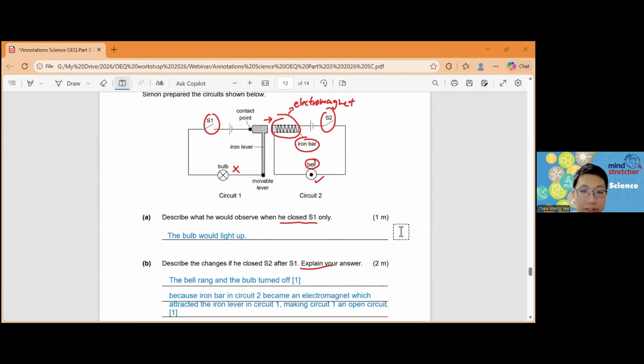Okay, so you see, this is the question for electricity, and a lot of questions in PSLE come out like this. You're supposed to write step by step what happens. For example here, circuit 2 is closed, so what's the next thing that happened? The iron bar becomes an electromagnet, then what's next? It attracted the iron lever, then what's next? Some electricity questions are like this. You just analyze the setup, explain or describe accordingly, okay? I will move on.